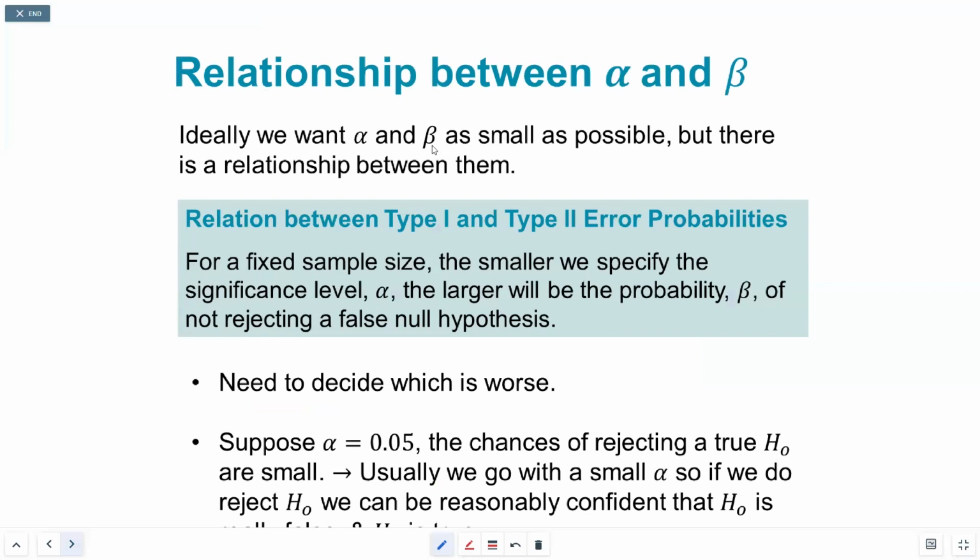Ideally, we want alpha and beta both to be as small as possible, right? We want our confidence level, which is 1 minus alpha, to be as big as possible, and power, which is 1 minus beta, to be as big as possible. But there's a relationship between them. So for a fixed sample size, the smaller we specify the significance level, alpha, the larger will be the probability beta of not rejecting a false null hypothesis. So you got to decide which is worse. Pick your poison. So if alpha is 0.05, the chance of rejecting a true null is small. We usually go with a small alpha. So if we do reject the null, we can be reasonably confident that H naught was actually false.